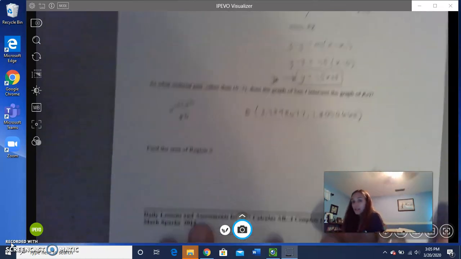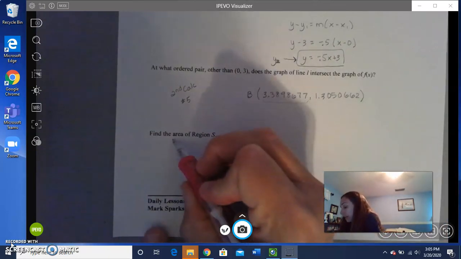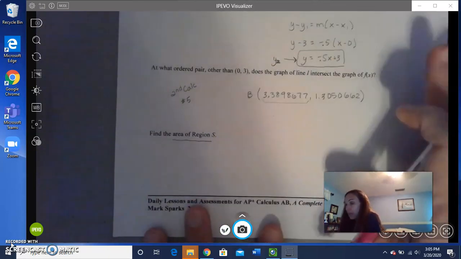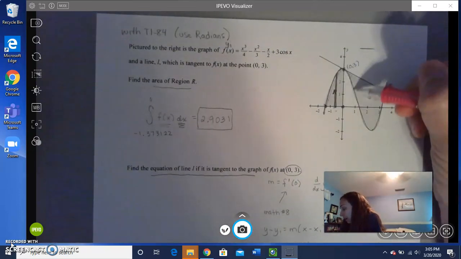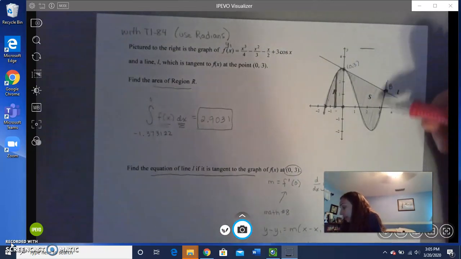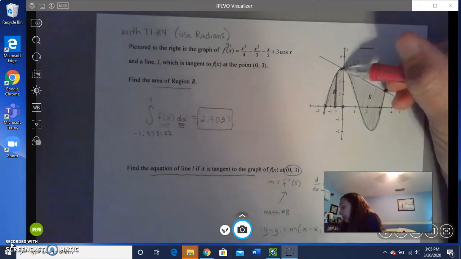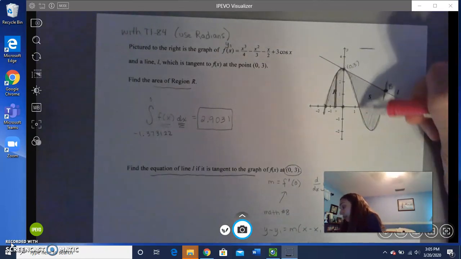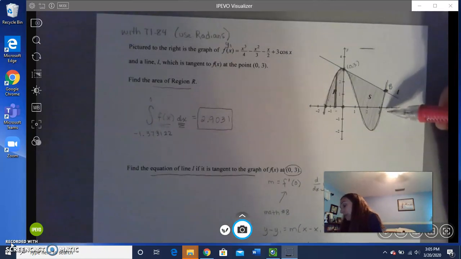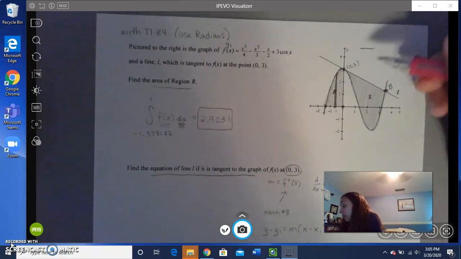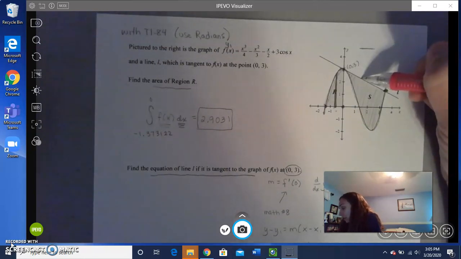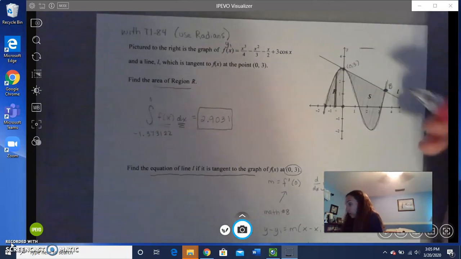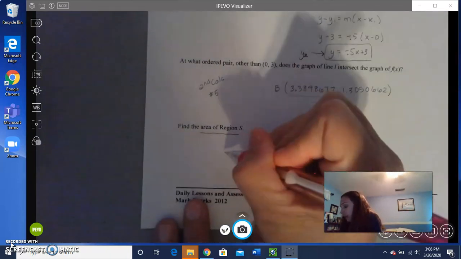All right, so the last area that we're going to find is the area of region S. So again, if I look back up at my graph, I'm looking for this area. Well, that is the area between two curves because I have a graph at the top and a graph underneath. So it's the integral from my x value to the next x value where they intersect, and I need the greater function minus the lesser function. So that would look something like this.